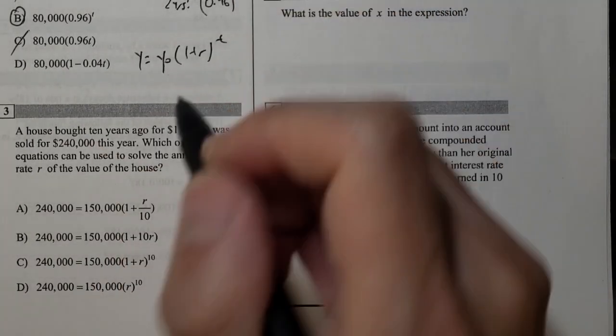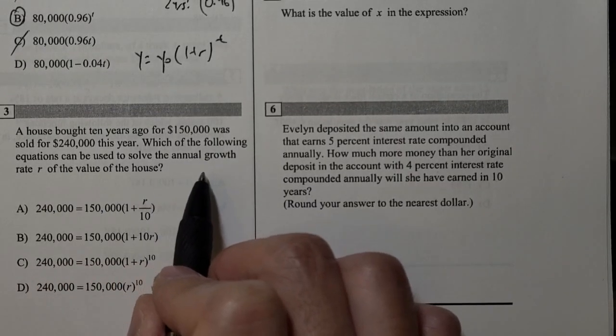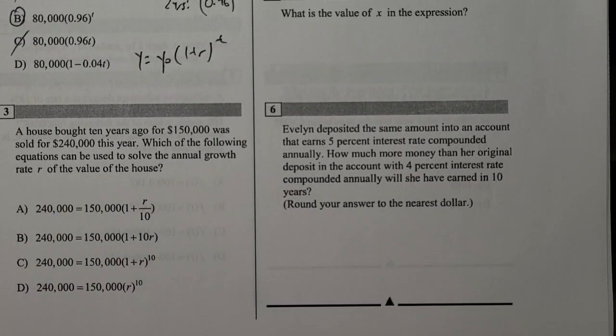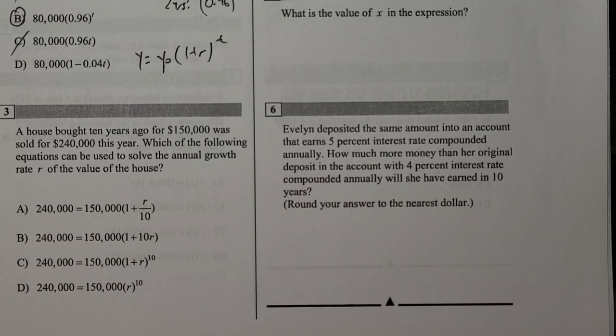Okay, so which of the following can be used to solve the annual growth rate R of the value of the house. Okay, so let me see. This is a little different. Now, if I don't use that directly, let me think.